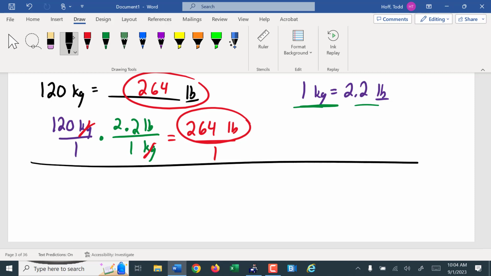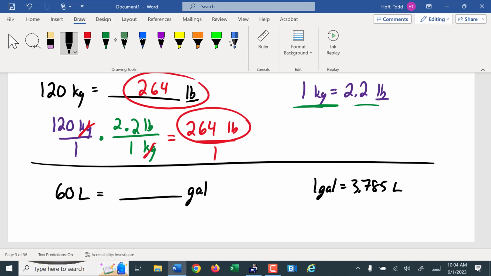If you have a unit that is saying that you need 60 liters of fluid, but your supplier sells in gallons, you might look up that 1 gallon is 3.785 liters.